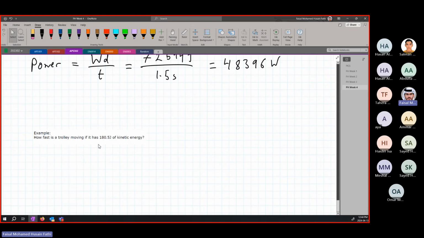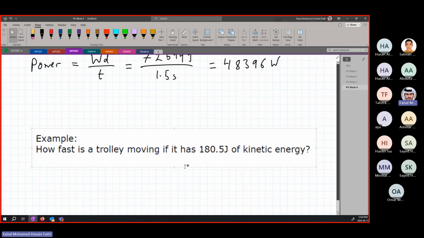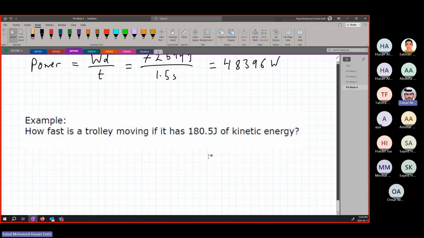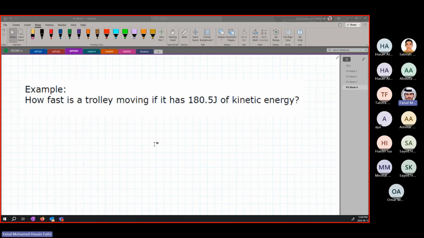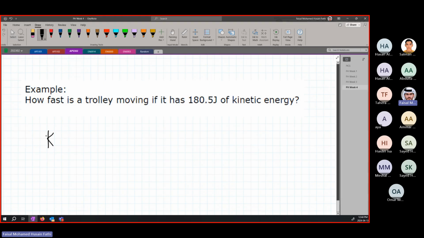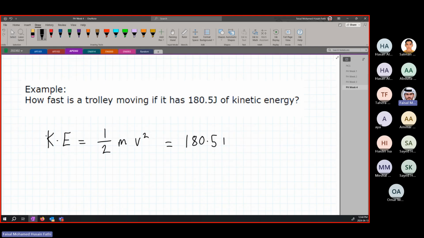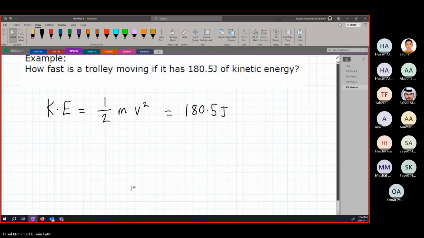So here the question says, how fast is a trolley moving if it has this much kinetic energy? How would we do this? Kinetic energy is equal to half mv squared, and we know that the kinetic energy is equal to 180.5 joules. Okay? So now we need to solve for v.